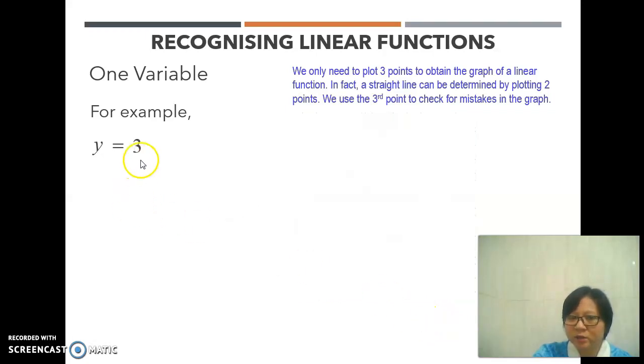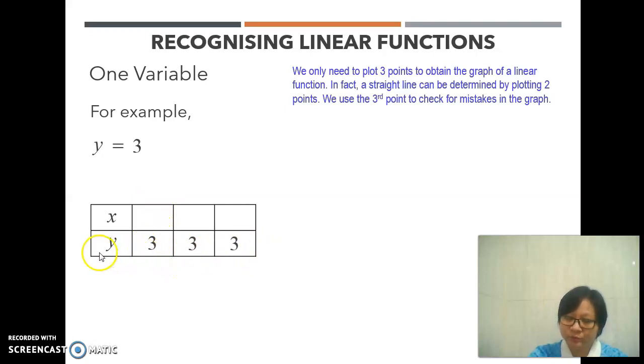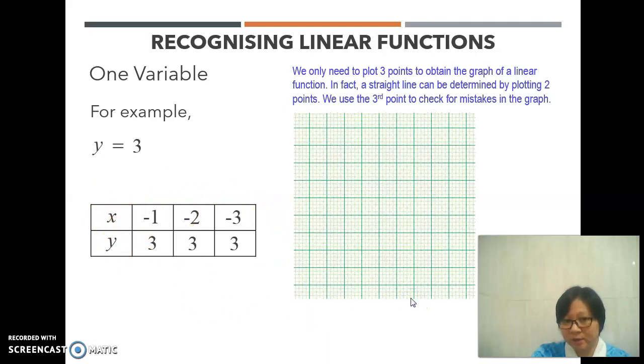Let's take another example. y is equal to 3. Let's use the table of values. Take a look at this function. It means the y coordinate is always equal to 3, so let's write down 3 on the second row. But what about the x coordinate? You can choose any value. I choose -1, -2, -3. So I'm going to use the second quadrant here.